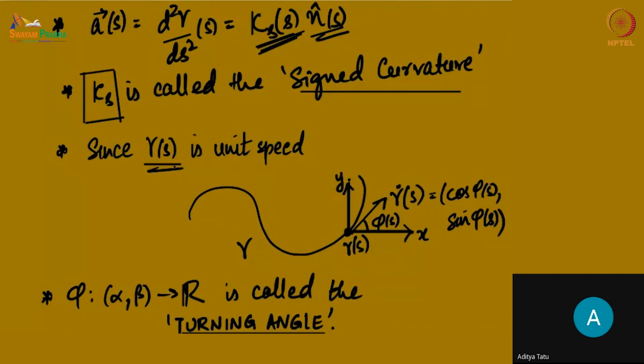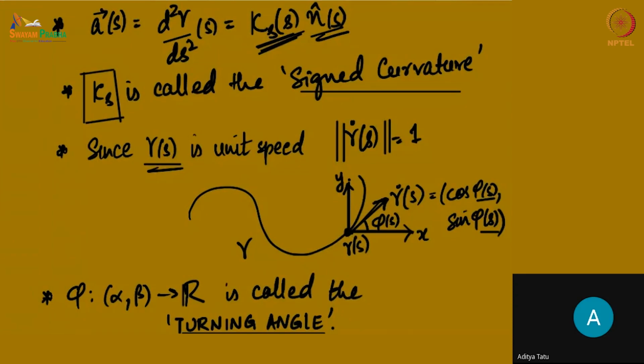Now gamma dot s, right, is a unit vector, okay, in the plane. So this is 1. So then if this is my gamma dot s as shown in the picture, I can say it is cos of some angle and sine of some angle, right?